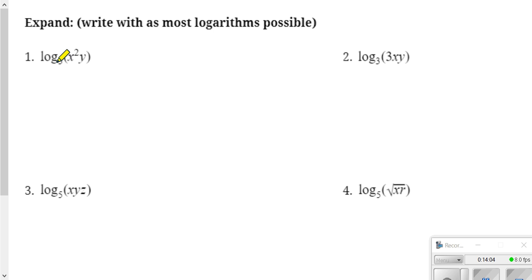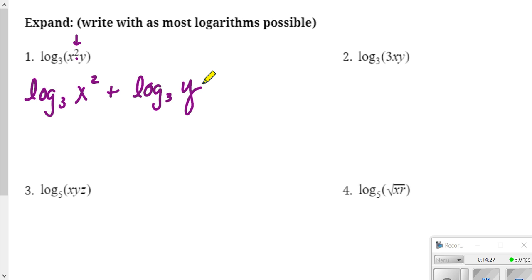So for this first guy, I can see here that I have multiplication. I can also see I have an exponent. So I'm going to spread this out. First, remembering that multiplication of exponents can be rewritten with addition. And then this exponent, I can bring down in front.